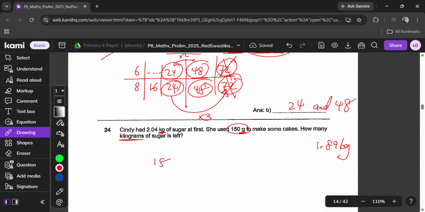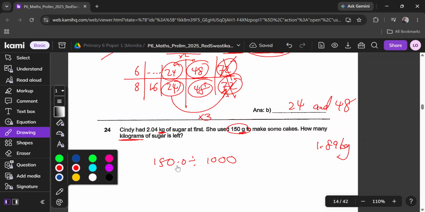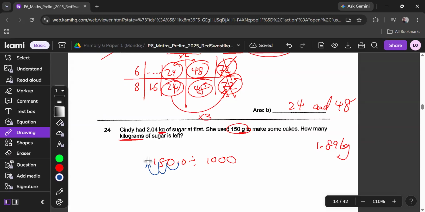So can we change the grams to kg? Divide by 1000. So how to divide? Create a decimal. Just put a 0.0. Then shift the decimal point to the left. 1, 2, and 3. And the dot on the arrowhead and the 0 in front. So how many kg? 0.15 kg.